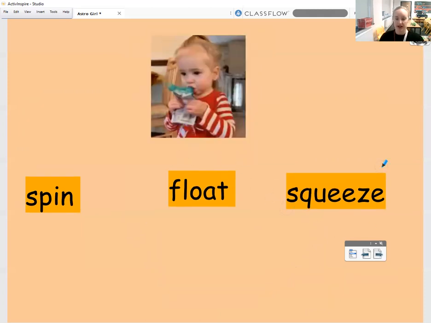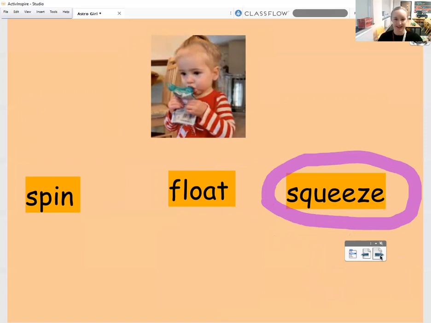Here I have got a child and they've got some food. What are they doing to the food? Are they spinning it, floating it, or squeezing it? Have a think. Well done if you said squeeze, because that is correct.